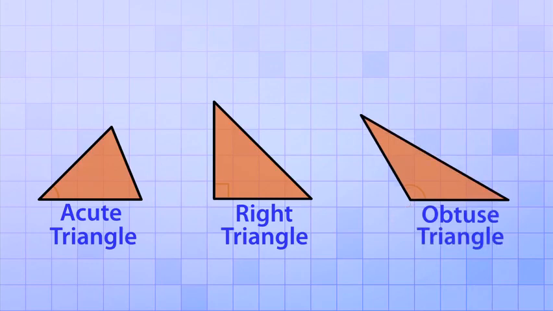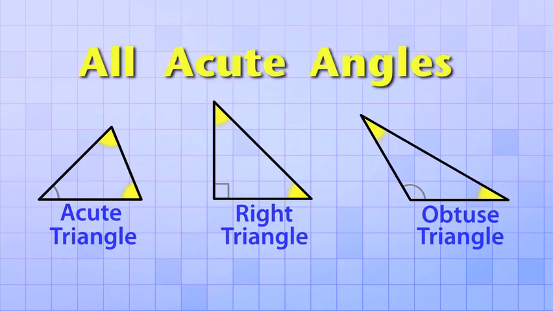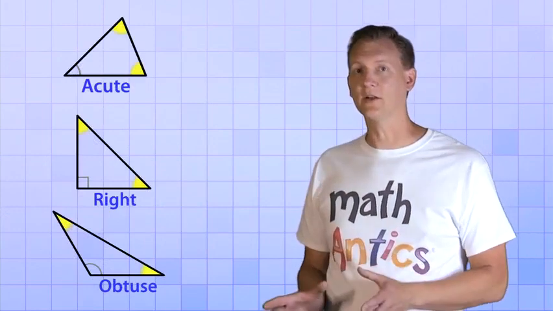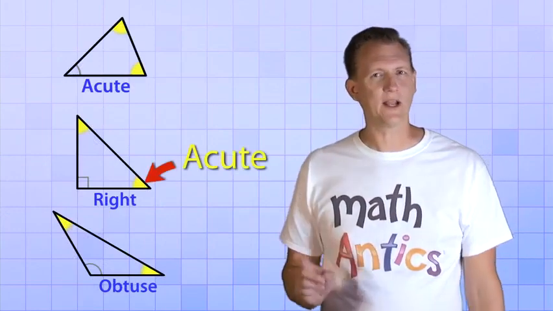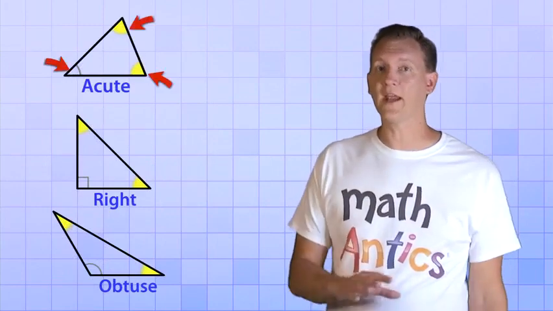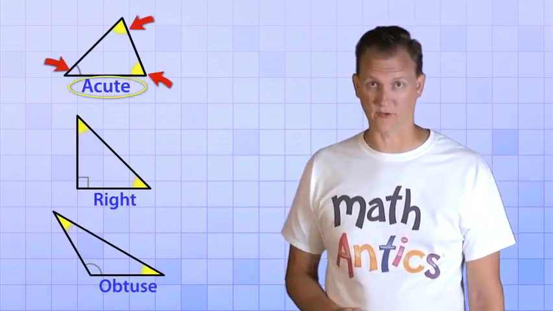So that's simple enough. But notice that for each of our three triangles, the new angles that were formed when we closed the shapes are all acute angles. So triangles always have at least two acute angles. And it's the other angle that determines what type it is. That's important to know so you don't get tricked. For any given triangle, just because you see one acute angle, that doesn't mean it's an acute triangle. You have to look at all the angles to tell if it's an acute triangle.